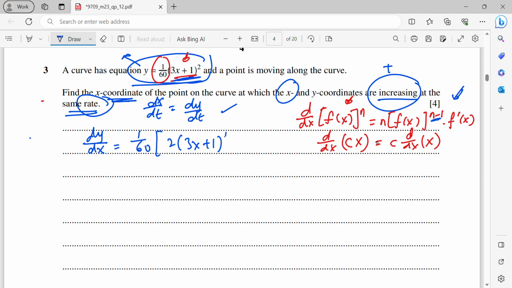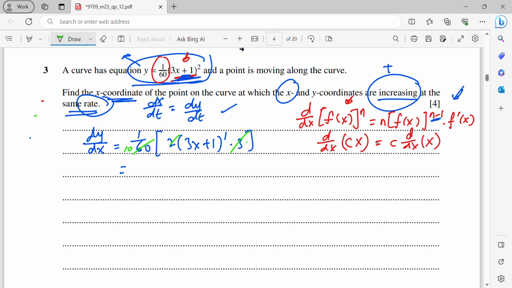So 2 minus 1 is 1. After that, you differentiate the bracket. When you differentiate 3x + 1, it is basically 3. So from here, I can simplify my values. 2 times 3 will be 6. So this 6 will be cancelled off with the 1/60 over here.